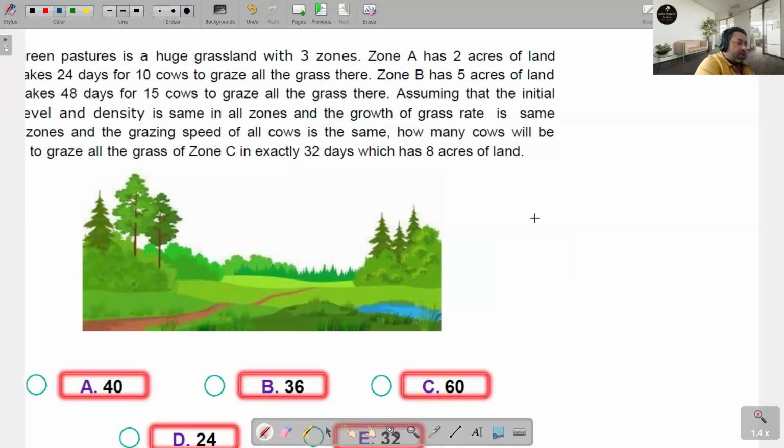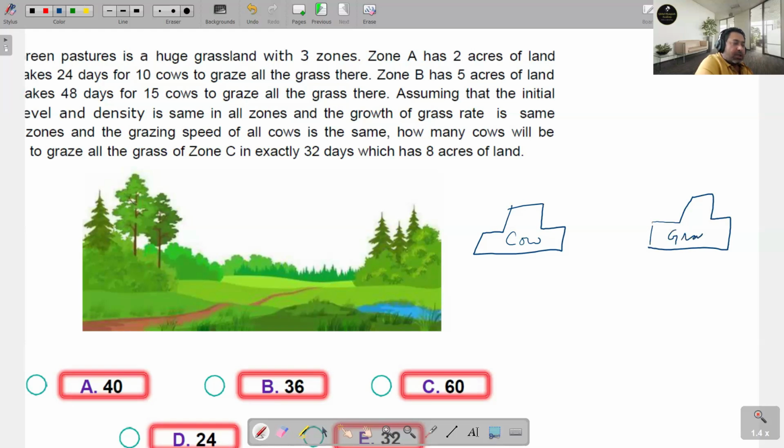The concept here is, let's say there's grass. The grass is also growing at a certain rate, and the cows are also eating the grass. If the growth rate of the grass is less than the cows' eating speed, then slowly the grass will keep on diminishing. It is just like saying two cars are there. There is one car here called the cow, and there is another car here called the grass. Now this is a slower car.